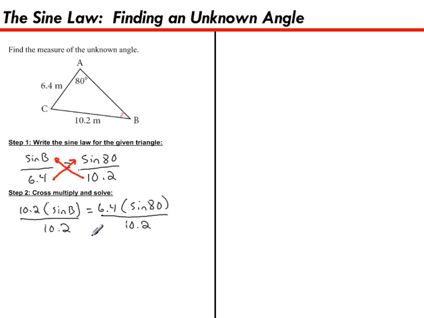What that in effect does is it cancels out the 10.2 on the top and the bottom over here. And I'm just left with sine B is equal to the remainder here, 6.4 sine 80 divided by 10.2. From here, if we'd like to clean this up a little bit, we could go ahead and enter this entire fraction on our calculator and get our answer for sine of B. So let's do that first.